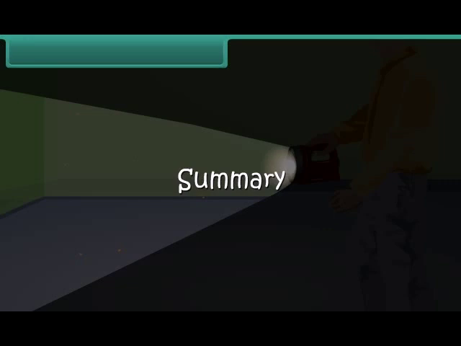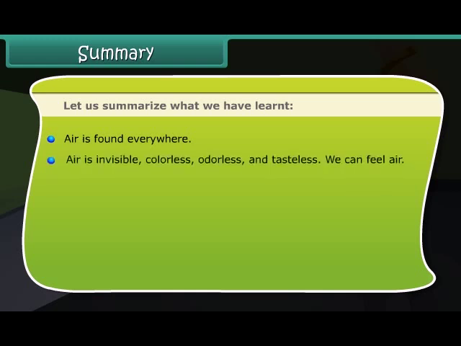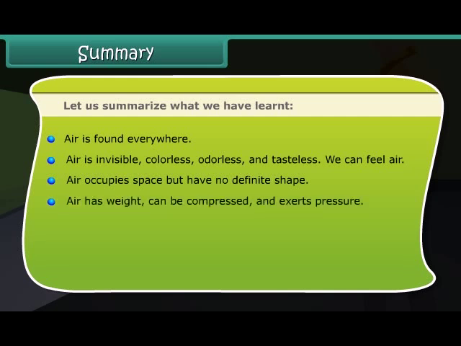Summary. Let us summarize what we have learned. Air is found everywhere. Air is invisible, colorless, odorless, and tasteless. We can feel air. Air occupies space but has no definite shape. Air has weight, can be compressed, and exerts pressure.